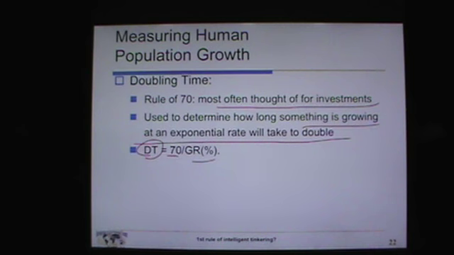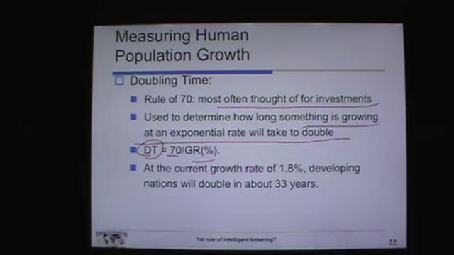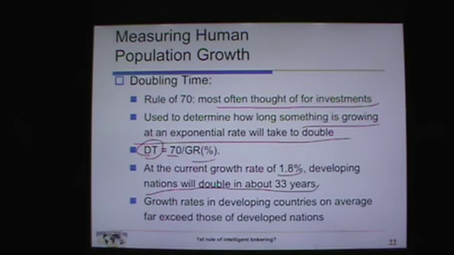growth rate in percent. At the current rate of growth of 1.8%, this is worldwide, developing nations will double in their population in about 33 years. Growth rates in developing countries, on average, far exceed those of developed nations.